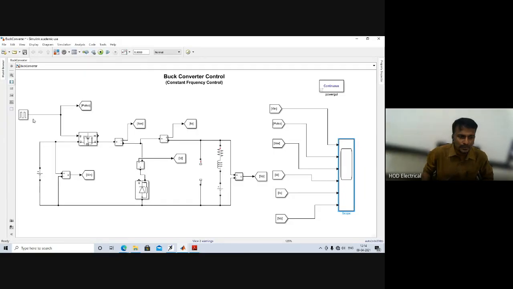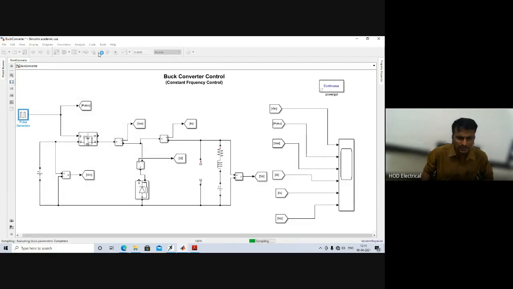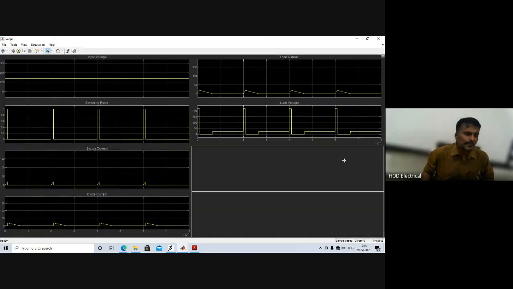Let me now take a pulse width of around 5%. With a pulse width of around 5%, the duty cycle is very small. That means the duty cycle will be 0.05. So now this is the pulse width, and the total switching time period will be this much.